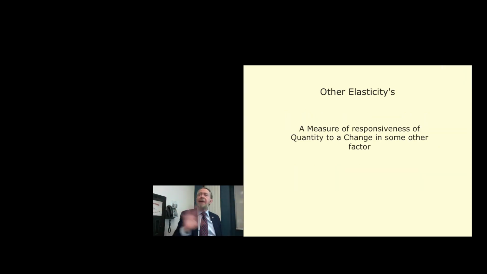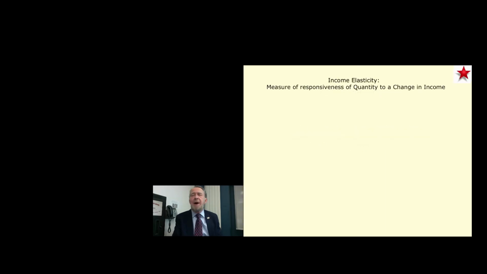Good. There are other elasticities besides price elasticity, but price is the big one for a lot of what we'll do. But you can measure the responsiveness of quantity purchased to a change in other factors in the same way. So you can measure what's called the income elasticity of demand, the responsiveness of quantity to a change in income. So the calculation is the same. Quantity adjustment's always in the numerator. In this case, the independent variable is percentage change in income.